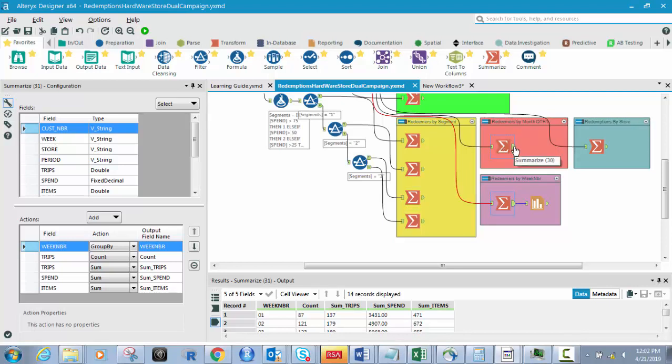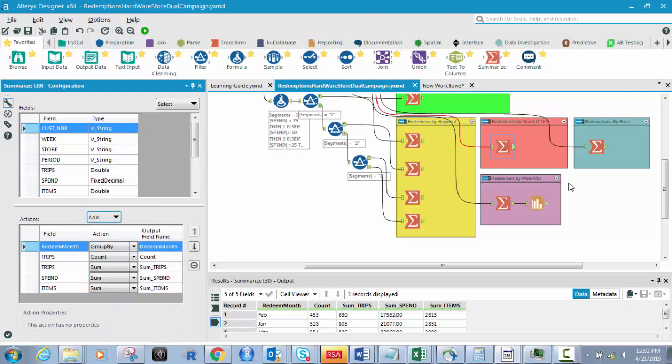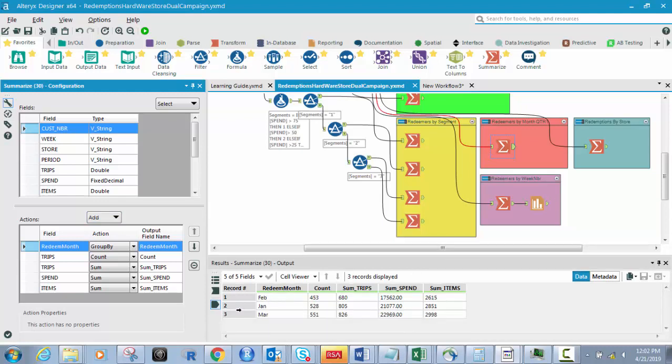Next, we also have redeemers by month. So we did the same thing. Instead of by week, we now have redeemer month right here in the group by, and then the same thing, trips, spend, and items, count, sum, sum, sum. See how that works right there? Again, you just pick the one you want and what you need right there. And that gives us this, let's bring this up a little bit better to show you. You've got it broken out by month, January, February, March, the count, the sum of the trips, the sum of the spend, and the sum of the items.